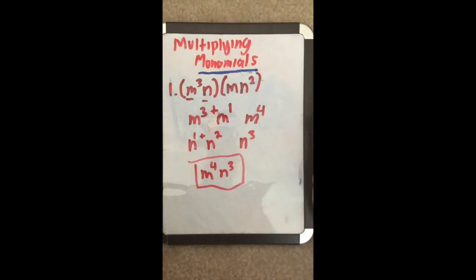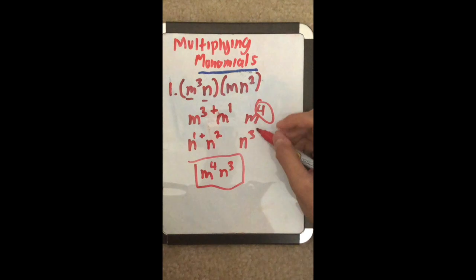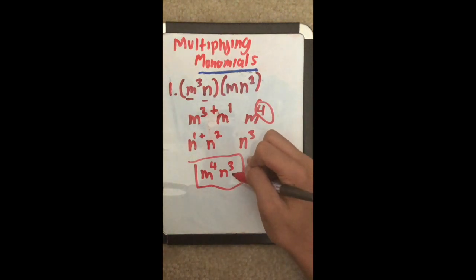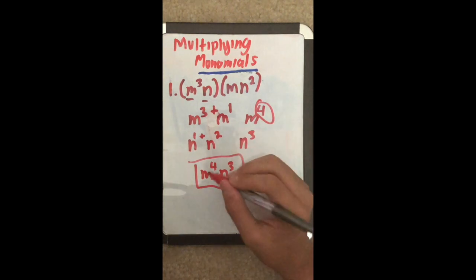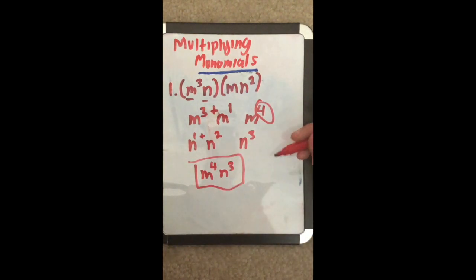m to the 4 and n to the 3. And even if you had a bigger exponent, like if n had the bigger exponent, you would still write m first. You don't write n first just because it has the bigger exponent. You have to write in alphabetical order. That's something many people make a mistake on, but it's very simple. So make sure you pay attention and do that.